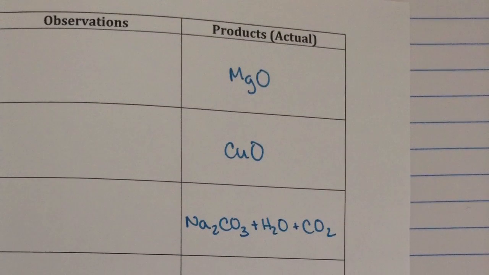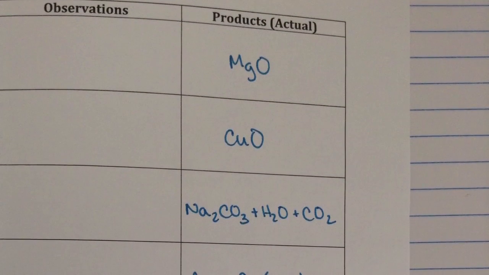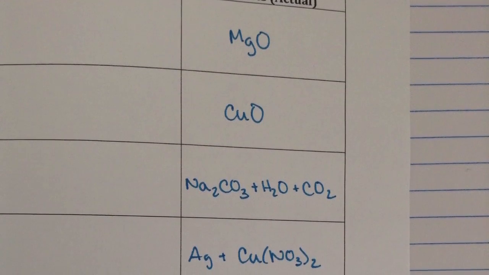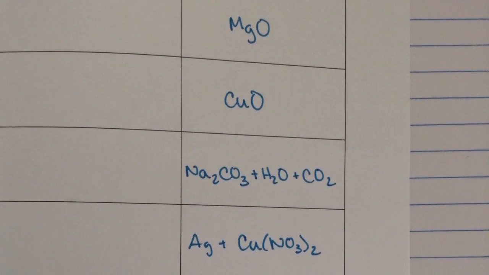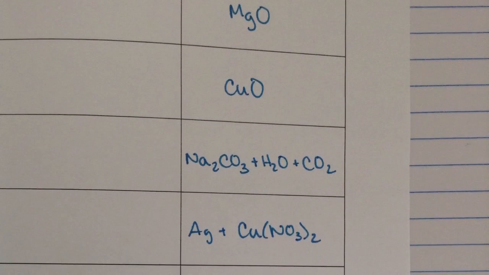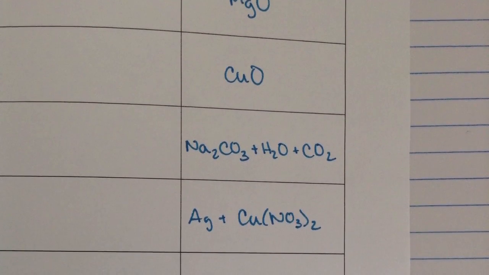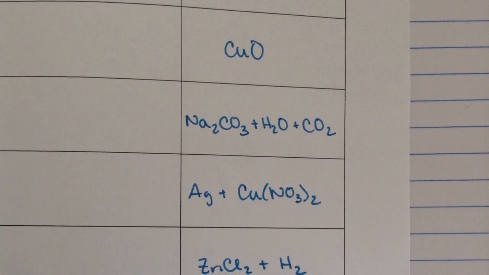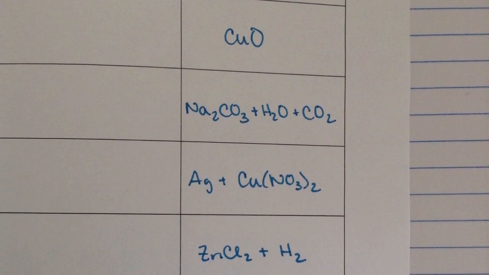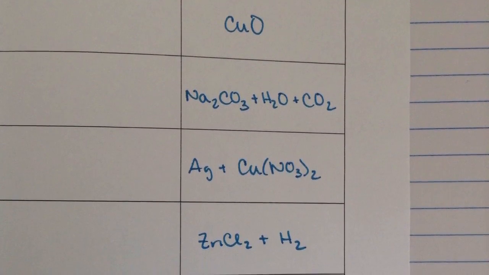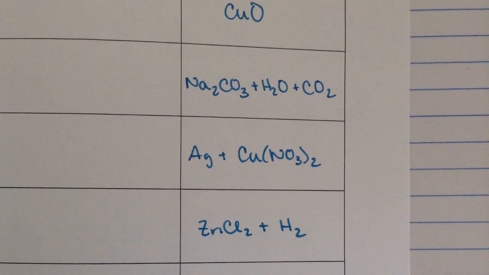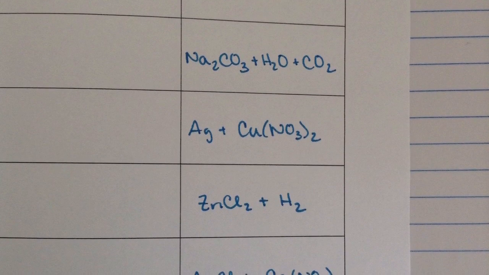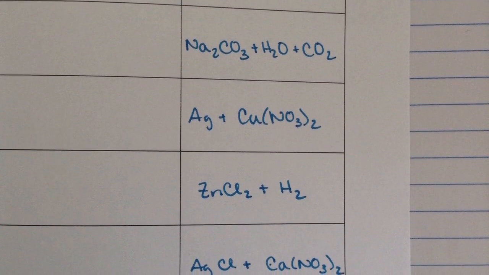So here are the accepted results for our different reactions. For our first synthesis reaction between magnesium and oxygen, we get magnesium oxide as our product. For our second synthesis reaction between copper and oxygen, we get copper 2 oxide as our product. For our decomposition reaction of sodium bicarbonate, we get sodium carbonate, water, and carbon dioxide as our products. For our first single replacement reaction between silver nitrate and copper, we get silver and copper 2 nitrate as our 2 products.